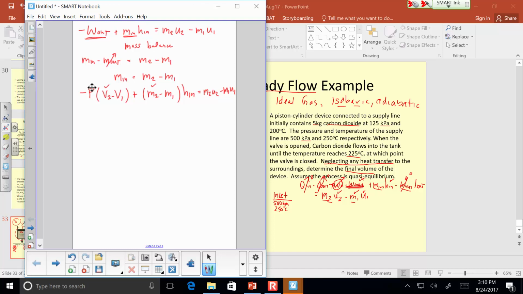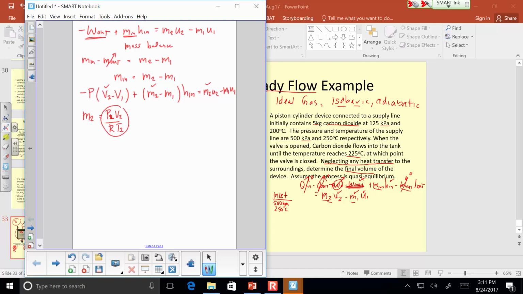We want to get rid of this M2 unknown as well. It's there twice. So what relationship do we have that relates mass and volume together? Yes, specific volume. The ideal gas law is the one that I was thinking of. Okay, so we can use the ideal gas law. So we know that M2 is going to be equal to P2V2 over RT2. Okay, and because P1 is equal to P2, we can just call it P. So PV2 over RT2.